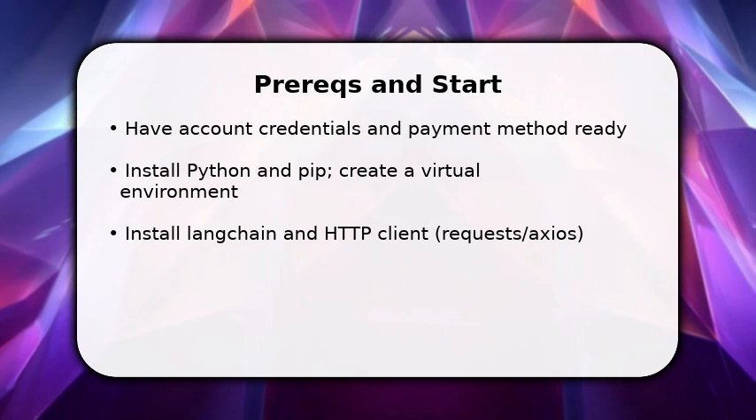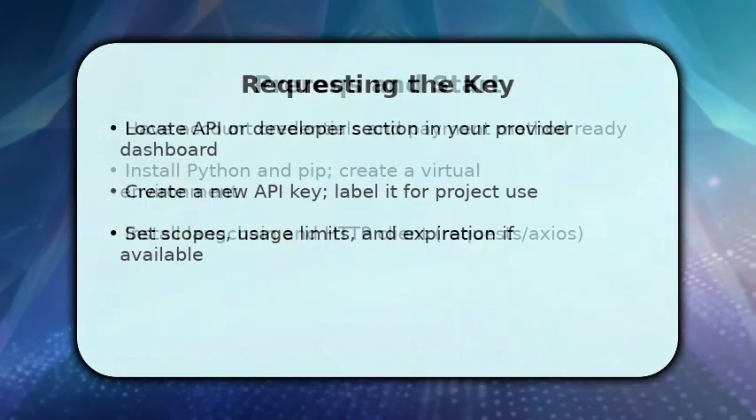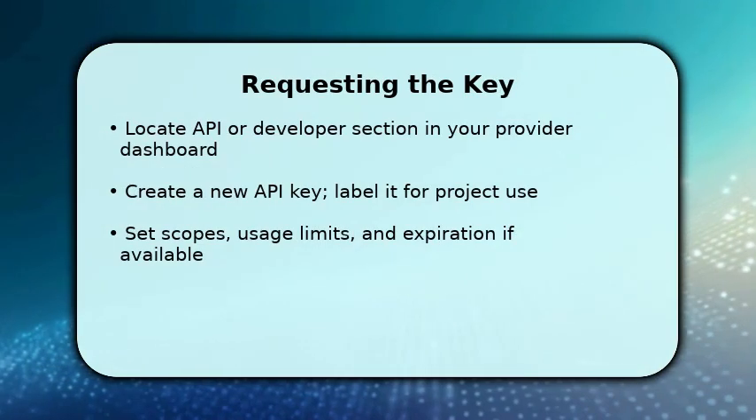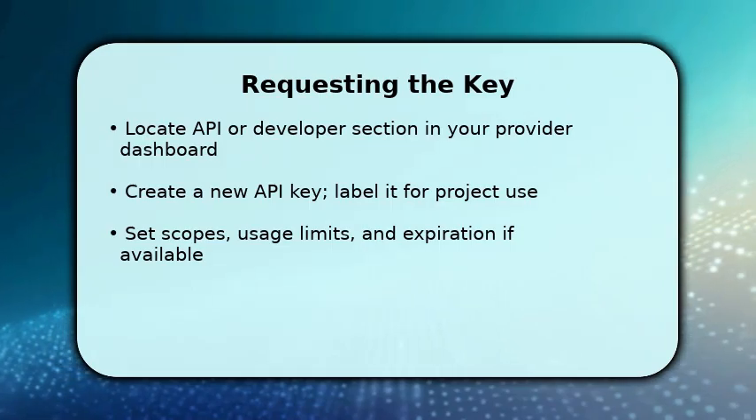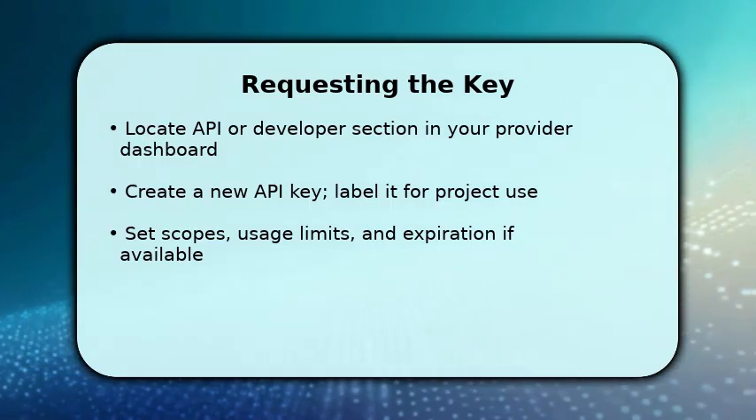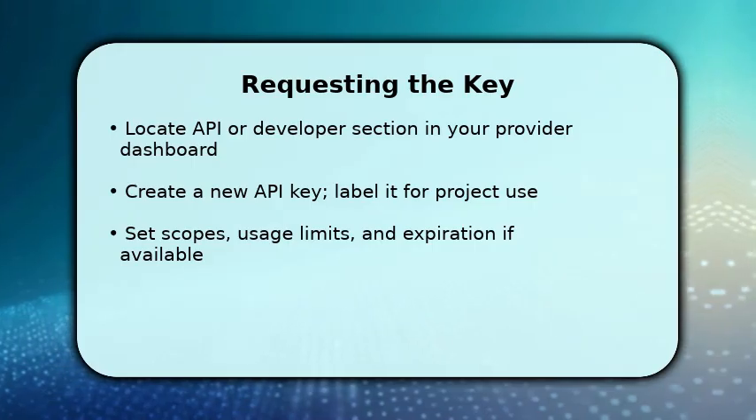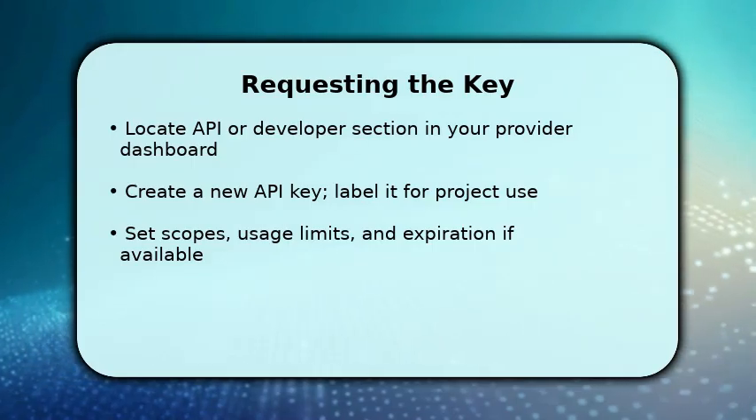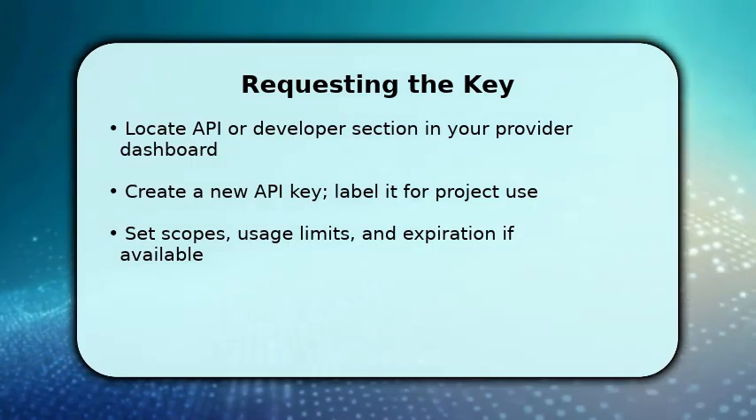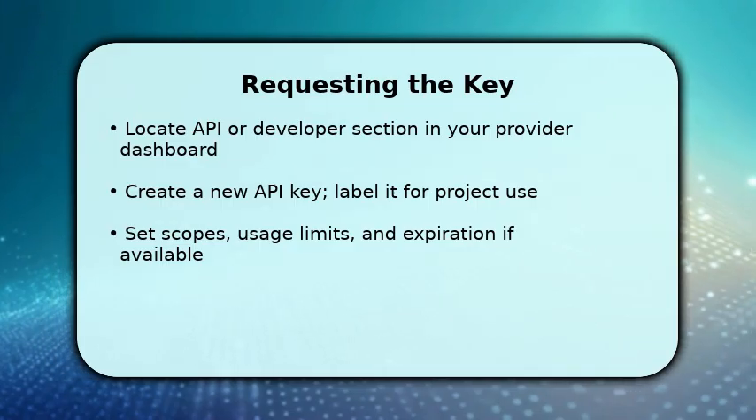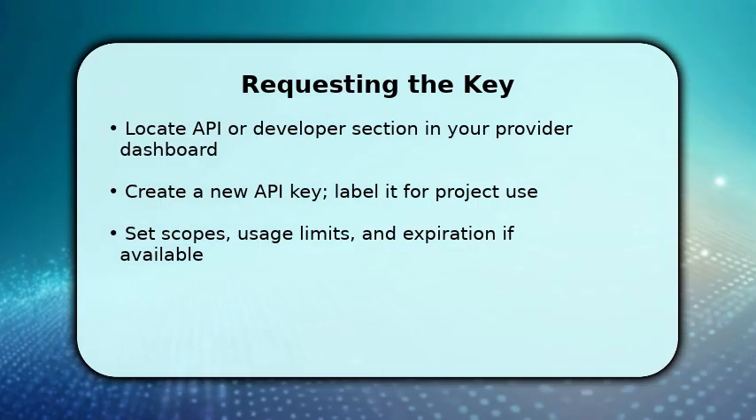Make sure to note where credentials will be stored before requesting, and you now request the key from the provider dashboard. Navigate to the API or developer section and choose Create New API Key. Give it a clear label tied to your project. When prompted, set minimal scopes and usage limits to follow least privilege. This reduces risk if the key is exposed.